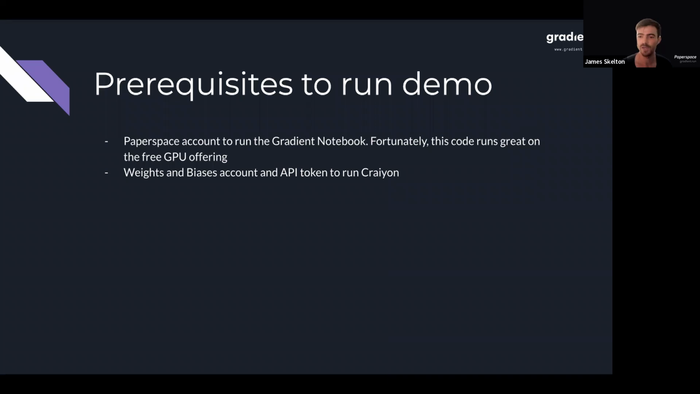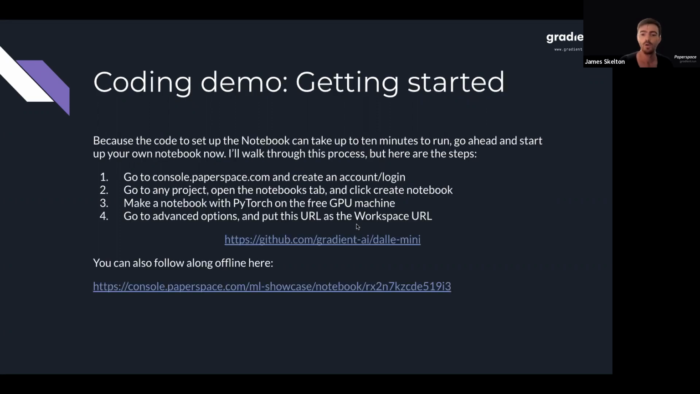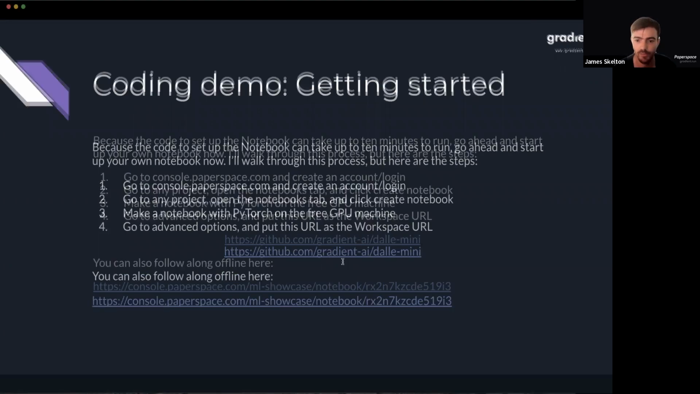To actually run the demo, you need to have a Gradient account and the ability to run a Gradient notebook on one of our free GPUs. You also need a Weights and Biases account and API token to run Crayon. I tried to code this out because I figured that may be a blocker for some folks, but it's hard coded in there. It's an integration, so you need the API token in order to download the pre-trained models that are being leveraged by Crayon.